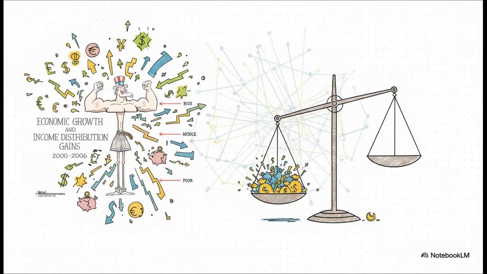But here's a big problem area for democracy. Look at this cartoon. The country's economy might be growing, but just see who's getting all the benefit. See those super muscular arms? That's the rich getting stronger.